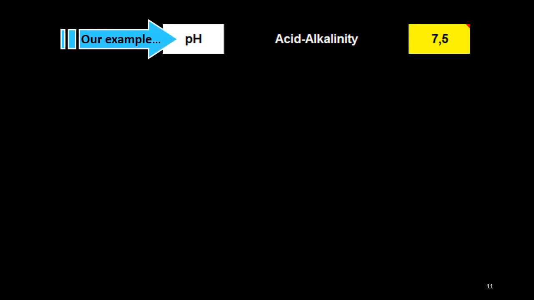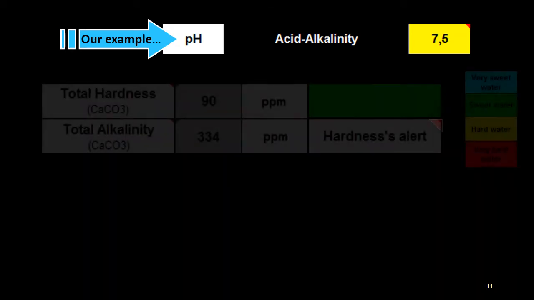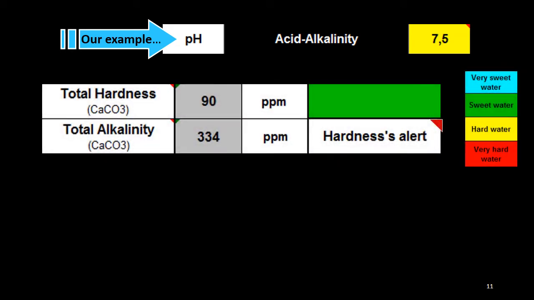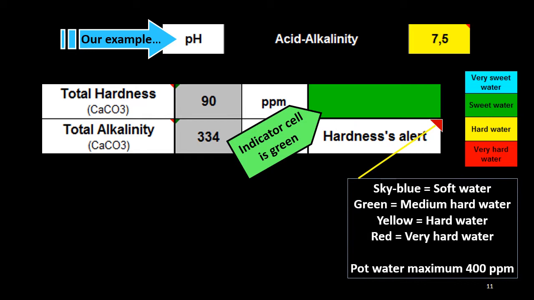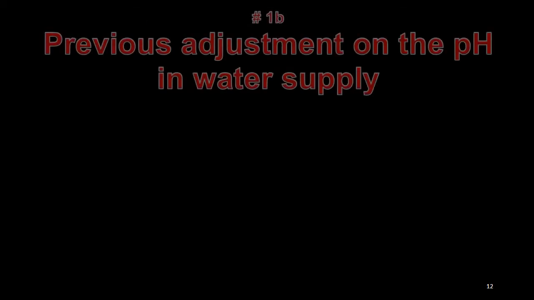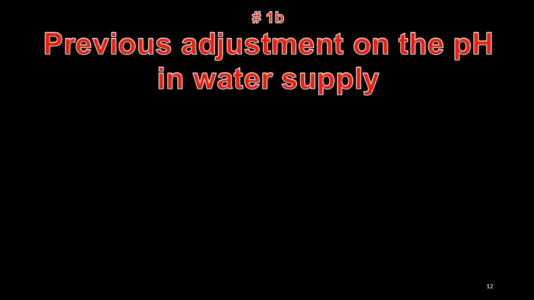In our example here, the water is very slightly alkaline. Besides, the hardness indication on page number 1A displays that this water is medium hard, indicated by a green colored cell. When necessary, the pH correction will be done on the following page. We now move to sheet number 1B, where we have an adjustment of the base water pH.